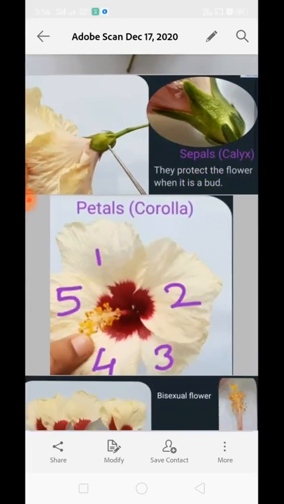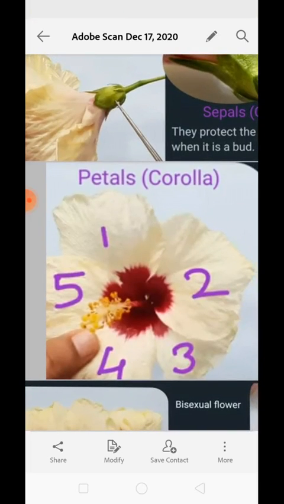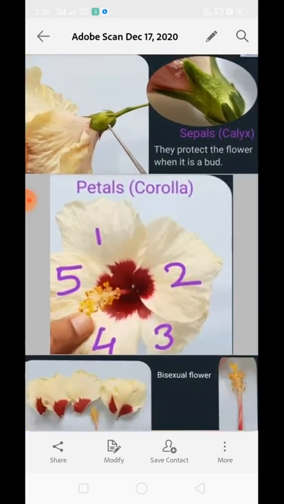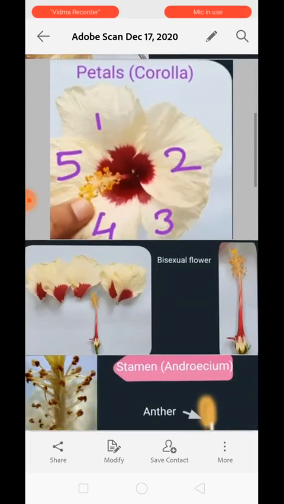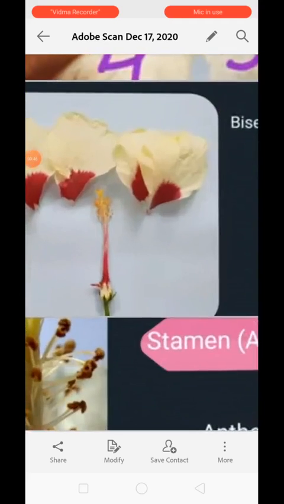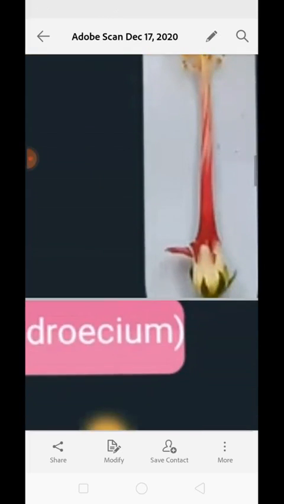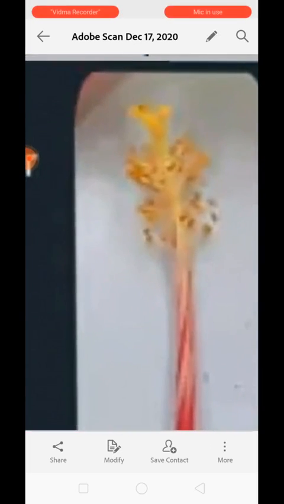Whereas these are the corolla or petals, which are needed by the flower to attract the insect, and give the flower a beautiful color. So we will remove all these parts because we are going to study the reproductive part of the flower, and this is the reproductive part of the flower. You can see, this is the reproductive part of the flower.